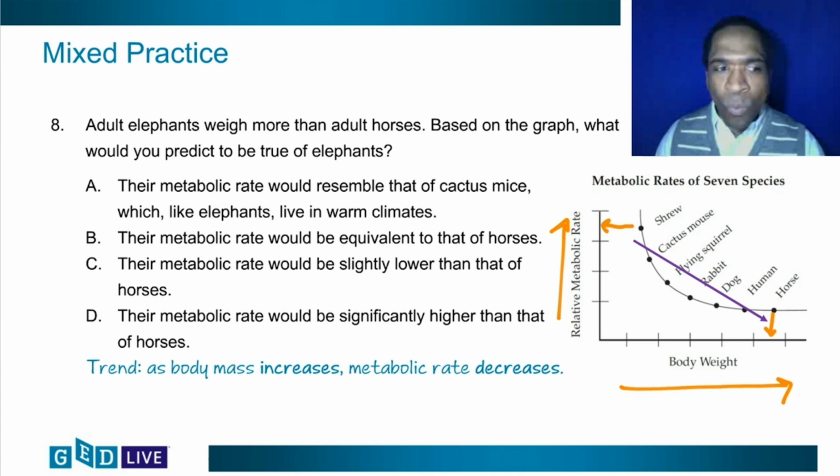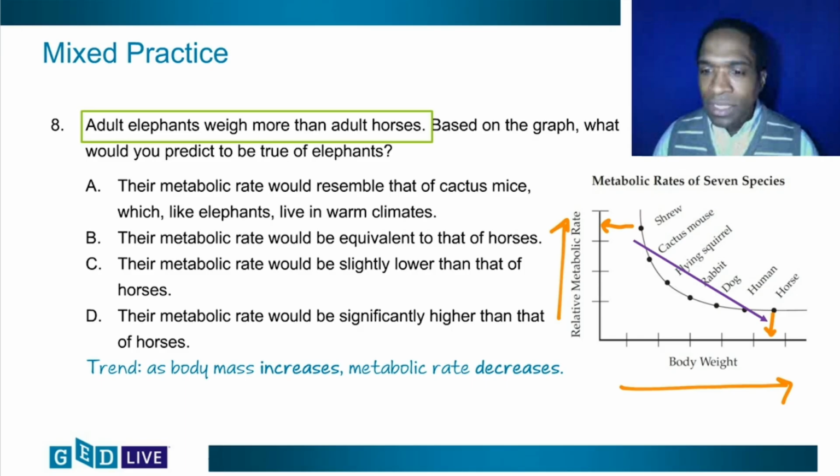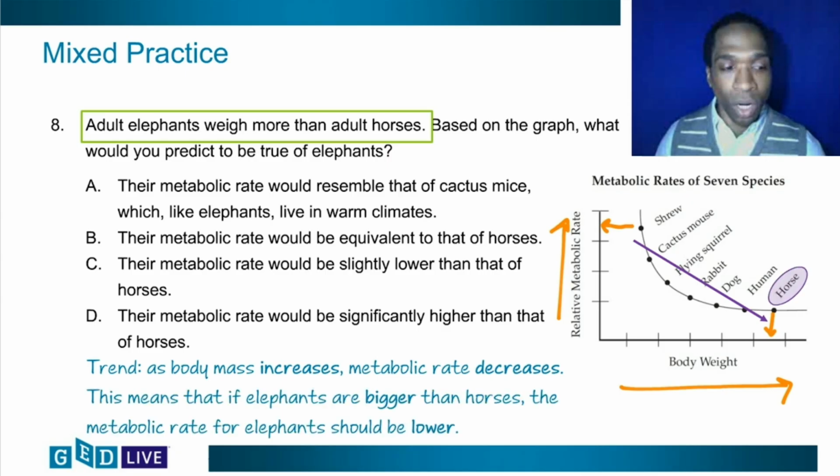So if elephants weigh more than adult horses, that's what they tell us right at the beginning of this question. If that's the case, would the elephant's rate be higher or lower than the horse's rate? Again, the elephant weighs more. Well, according to what we said, the elephant would have to, since it weighs more, have a lower metabolic rate than the horse. This means that C is correct.